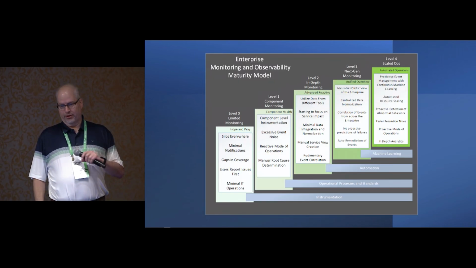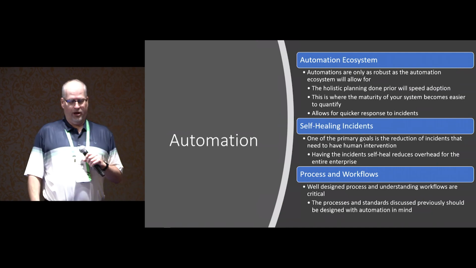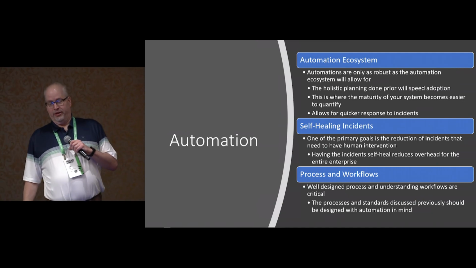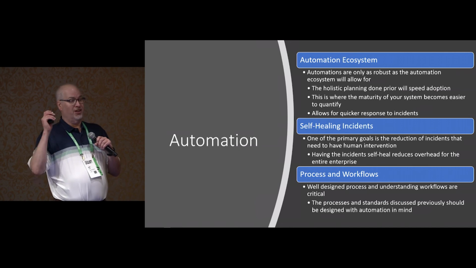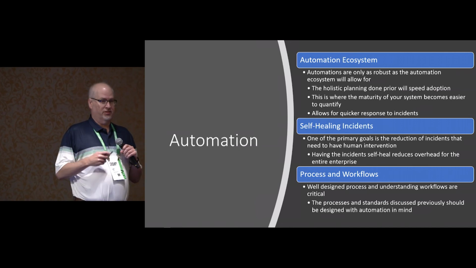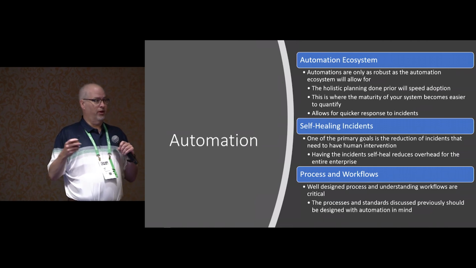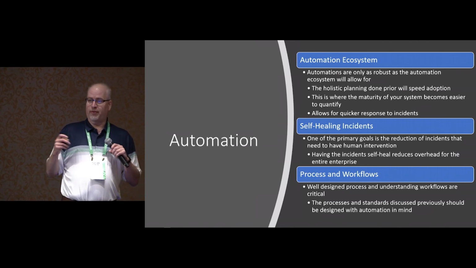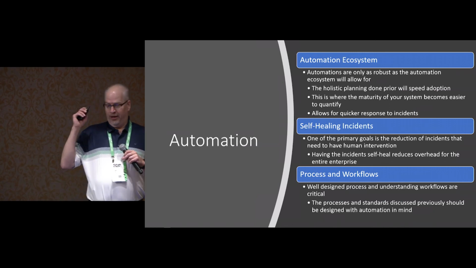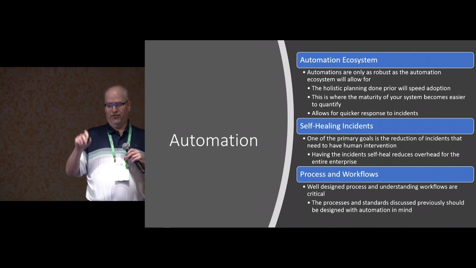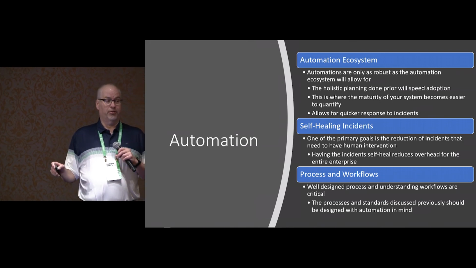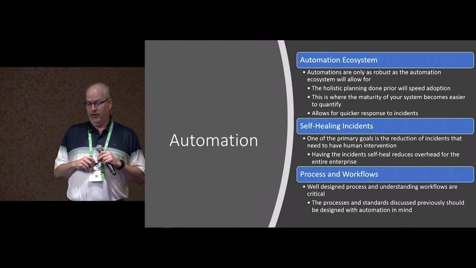I'm running out of time, so I'm going to go through here. Let's talk a little bit about automation. The automation ecosystem. Automations are only as robust as the automation ecosystem you're playing with. So again, we don't generally own the automation. The automation teams own the automation tools and stuff like that, but we have to integrate with them. It is a two-way communication between them. As much holistic planning as you can do will speed up adoption. It will speed up use and availability.